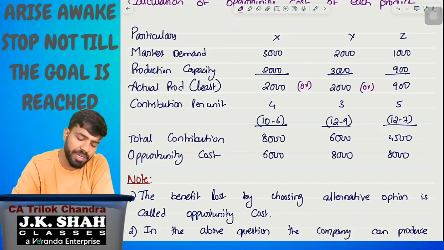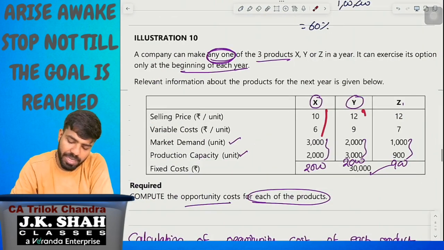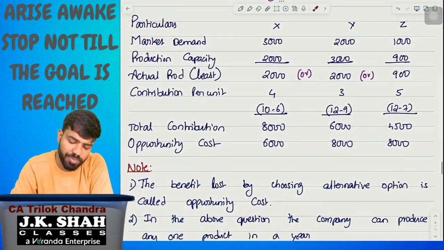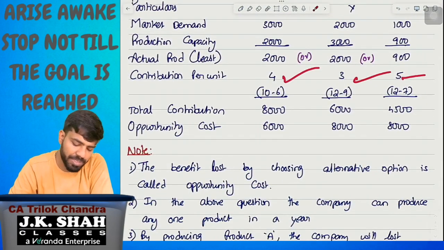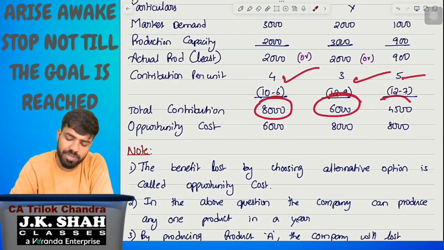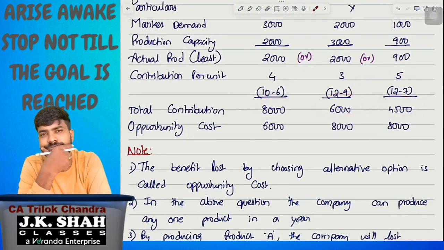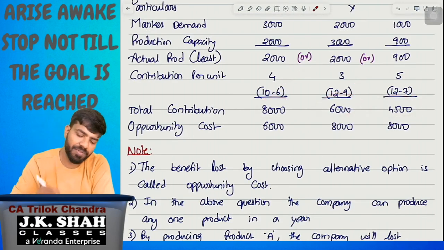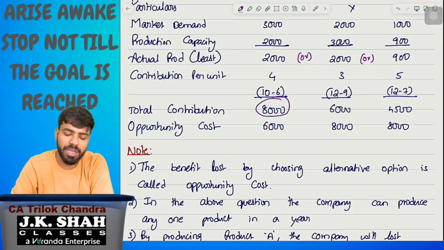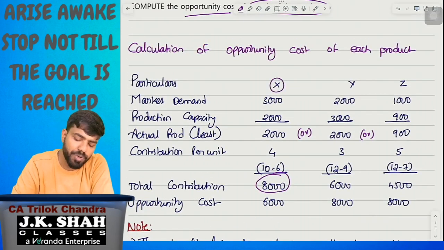So contribution per unit, we already calculated. It is given in the question. Based on that we calculated the contribution per unit: 4 rupees, 3 rupees, 5 rupees. Total contribution is 8,000, 6,000, 4,500. Now the opportunity cost of X, let us understand properly. The contribution is 8,000 rupees for X. If you decide to produce X, we cannot produce Y, we cannot produce Z.